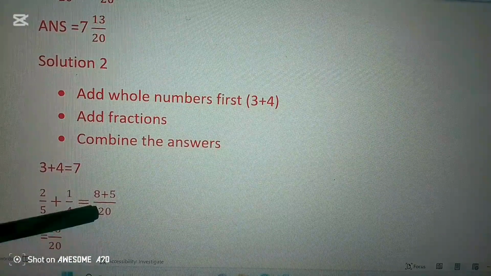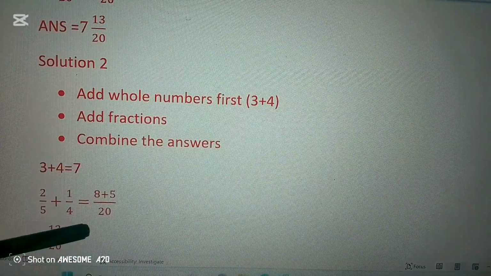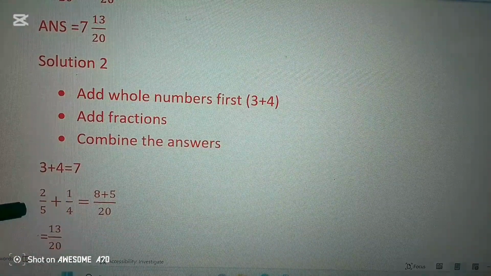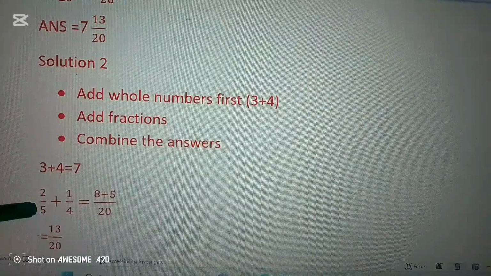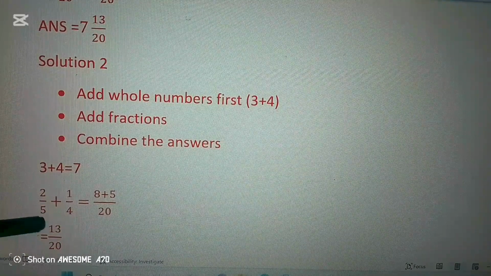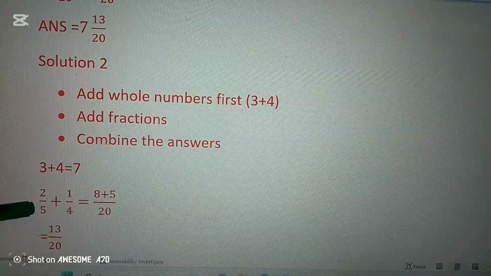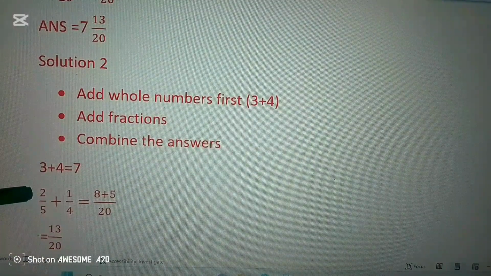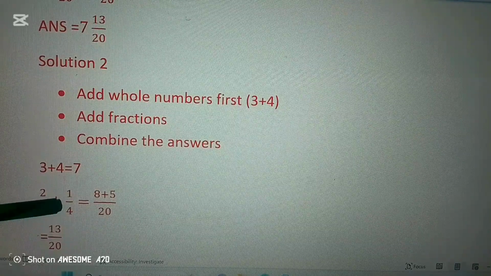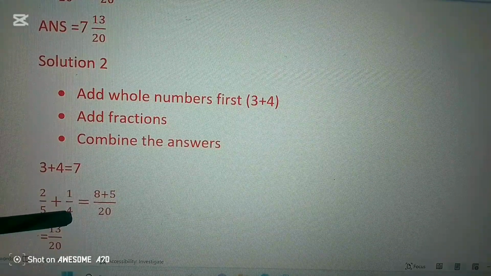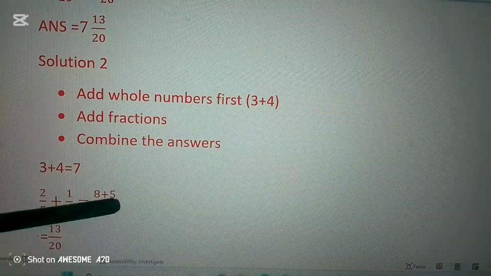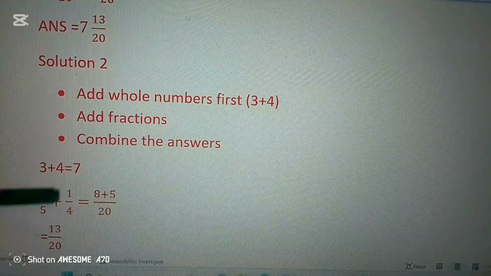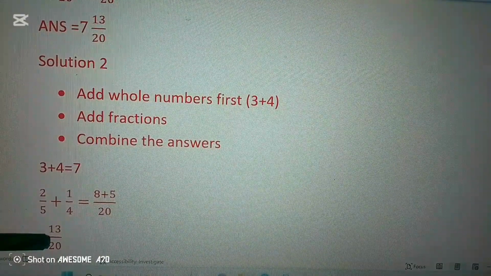So you divide the denominator, 20, by 5. Sorry, first, 20 divided by 5 is 4. Then 4 times 2 is 8. Plus 20 divided by 4 is 5. Then 5 times 1 is 5. So on the numerator we are having 8 plus 5 over 20. So 8 plus 5 over 20 is 13 over 20.